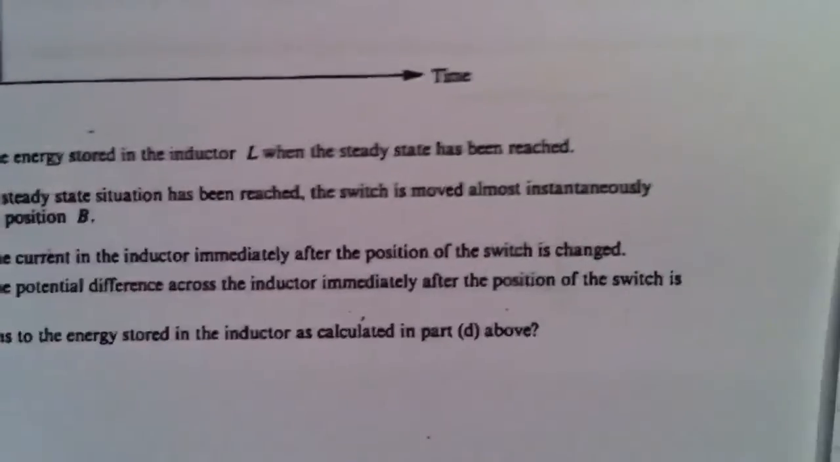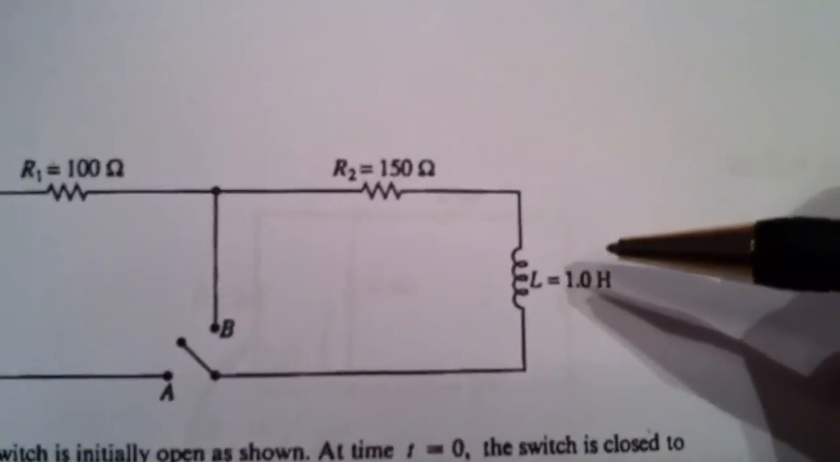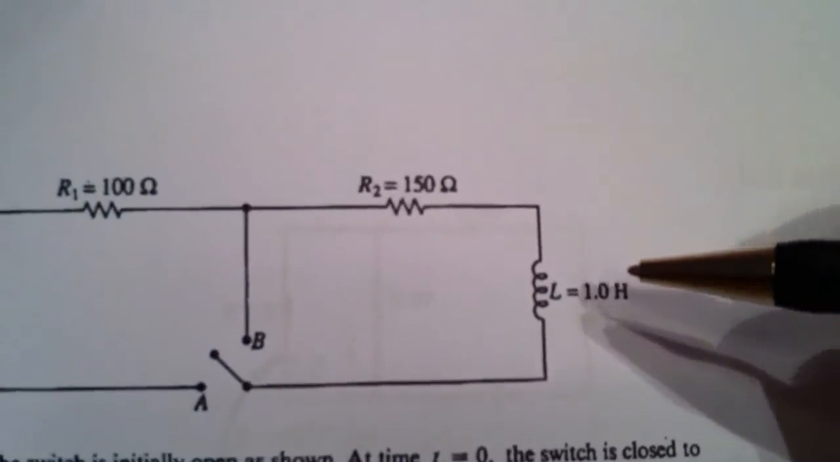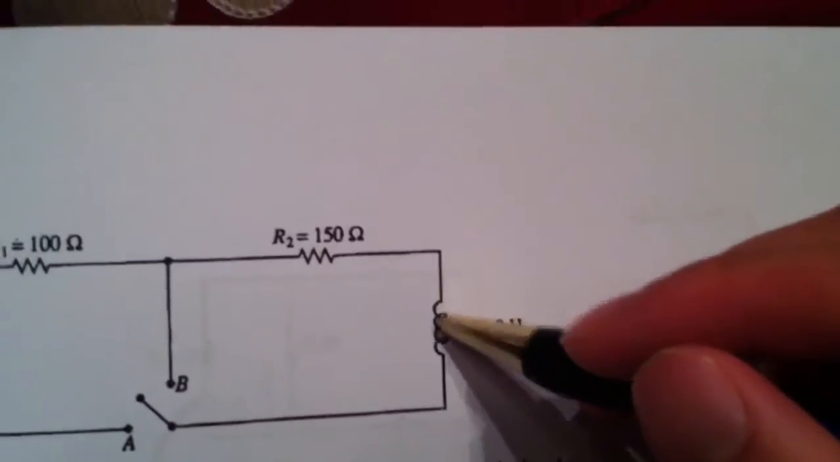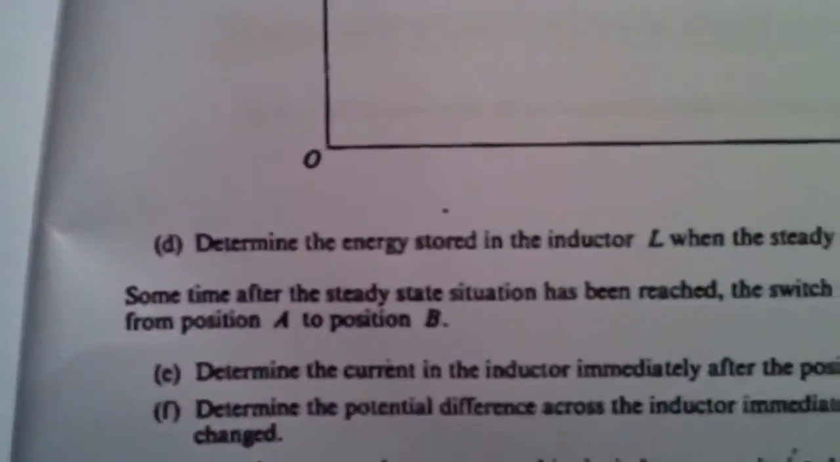Part E asks you to determine the current in the inductor immediately after the position of the switch is changed. The inductor is resistant to any kind of sudden current change, so the current will stay the same because it's very hard to make the current in the inductor change. Immediately after, it'll still be the same as right before the switch is changed, which was determined in part B to be 0.2 amps. So that's your answer, part E.